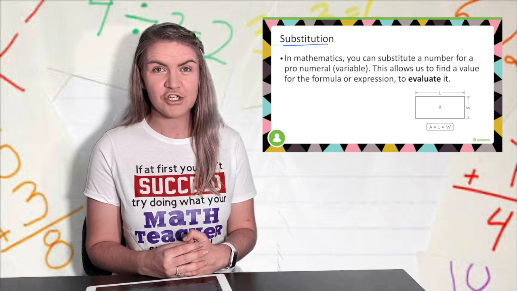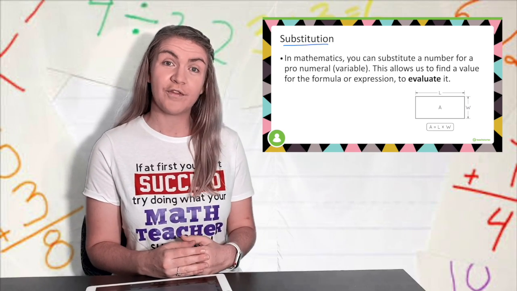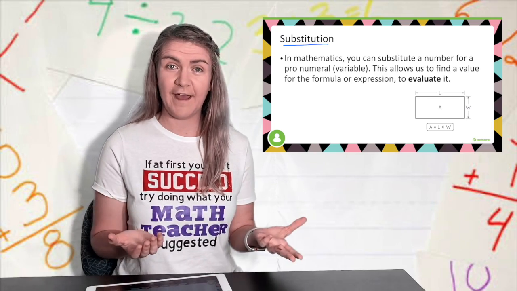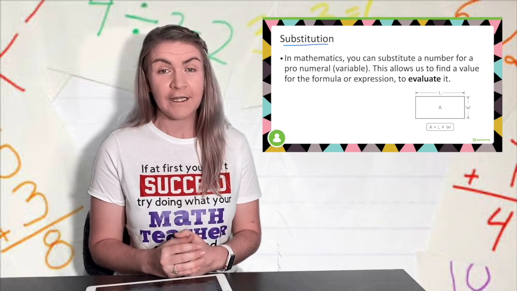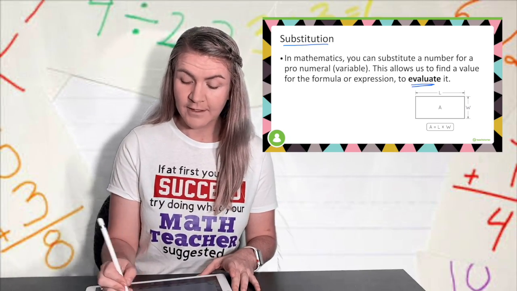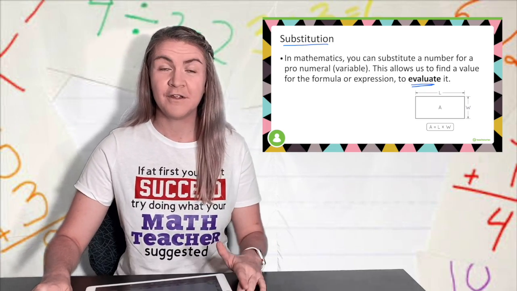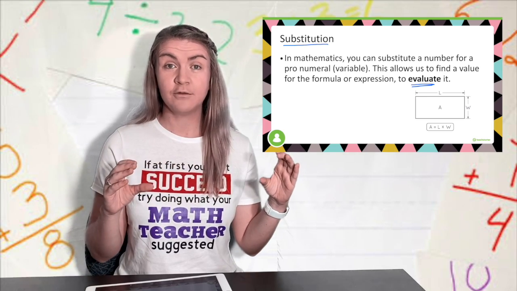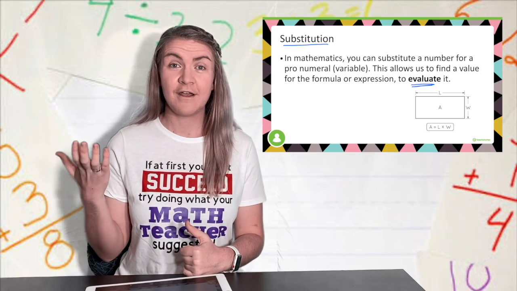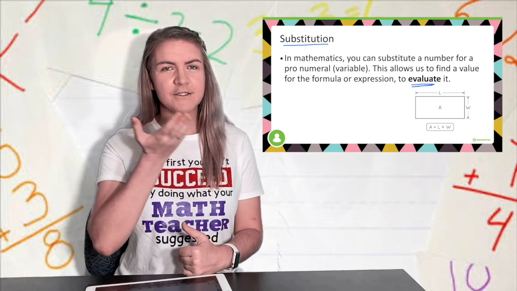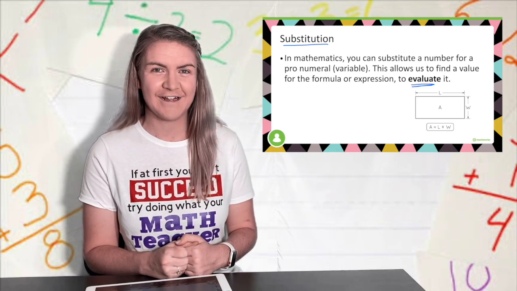When we're doing substitution in algebra, it means we are replacing the letter, the pronumeral, with a number. Once we've done that, it's just like normal mathematics and we can just evaluate it. Now you need to know that the word evaluate is just a fancy mathematical word for solve or calculate. So when we've got an algebraic expression with pronumerals and then we get told what the pronumeral's value is, we can substitute it in and then evaluate or solve to figure out an answer.